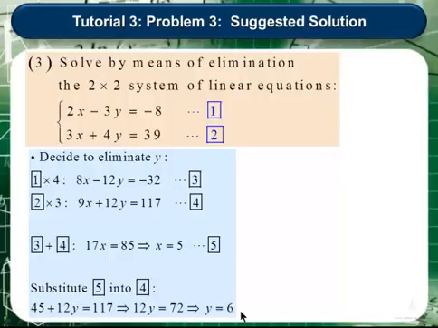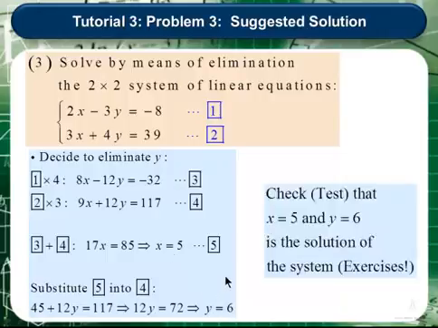So again, the solution in this case is x equal to 5, y equal to 6, and you can in fact test this again by substituting it into both those equations, but we did it before, and this confirms that if it satisfies both those equations, these values for x and y are indeed the solution according to the elimination process for the system of linear equations.